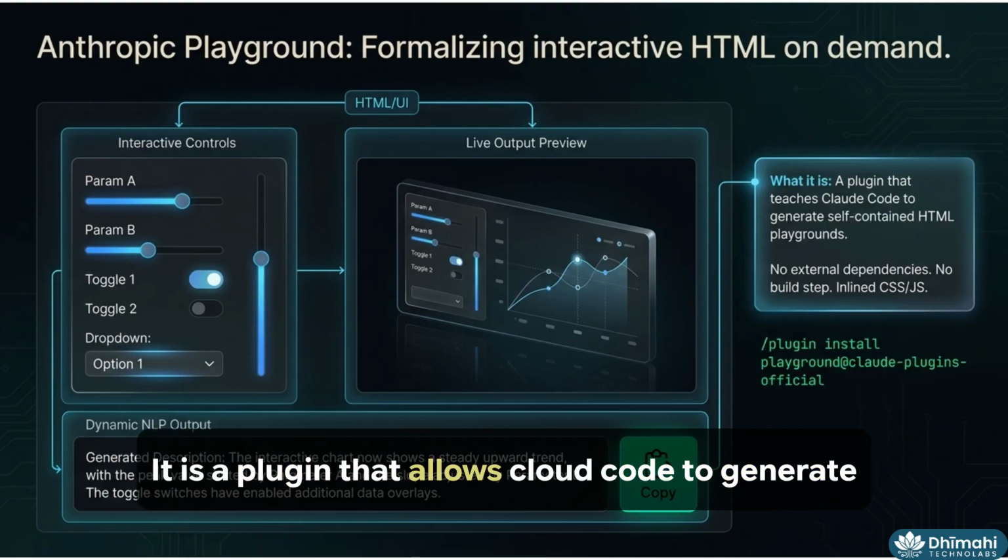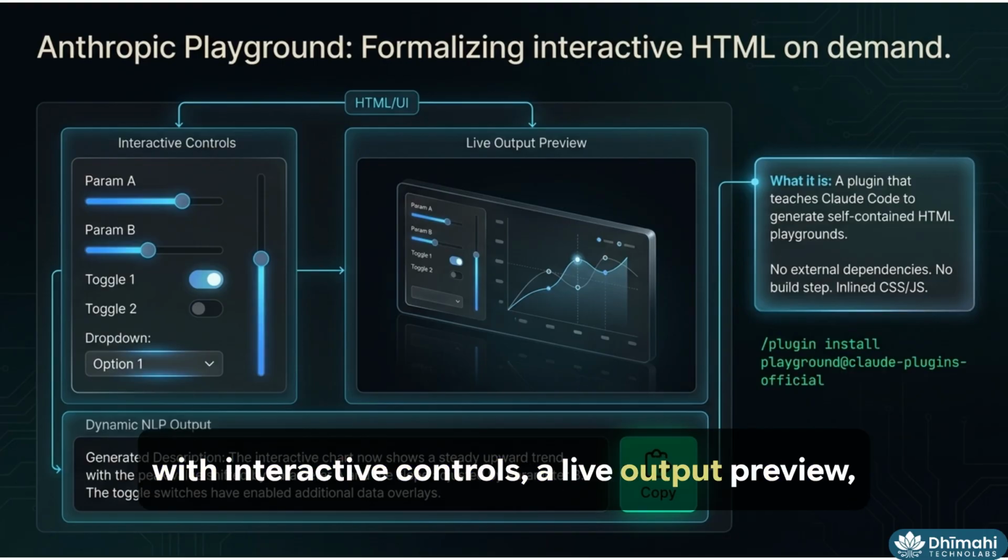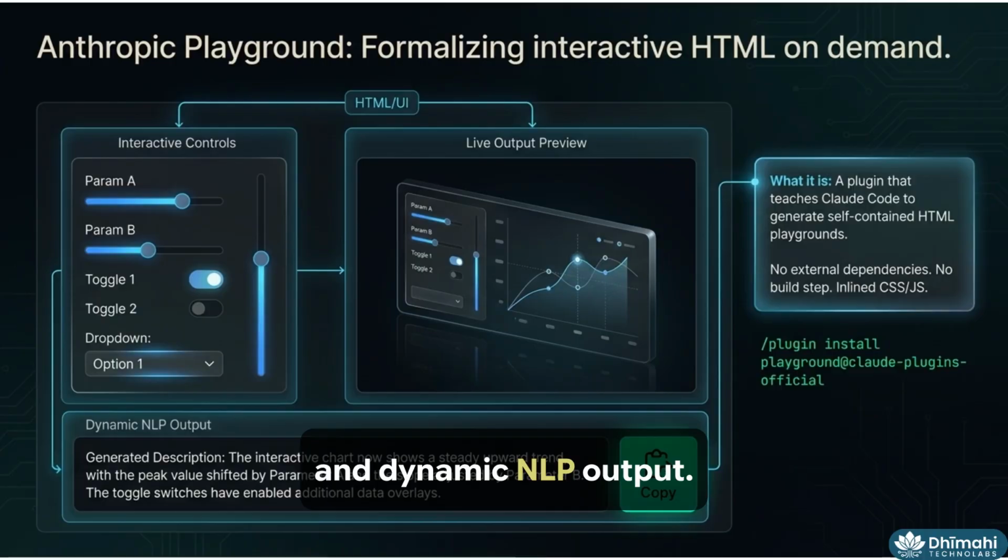The Anthropic Playground formalizes interactive HTML generation on demand. It is a plugin that allows Claude Code to generate self-contained HTML playgrounds, complete with interactive controls, a live output preview, and dynamic NLP output.